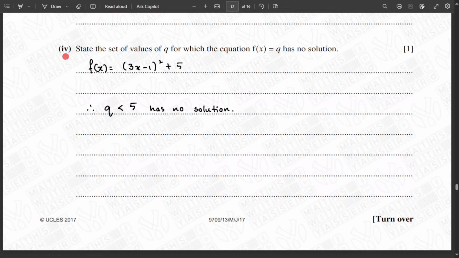In part 4, it says state the values of q for which the equation f of x equals q has no solution. That means if q is less than 5, not equal to, if q is less than 5, it will have no solution, because it must be 5 at least.